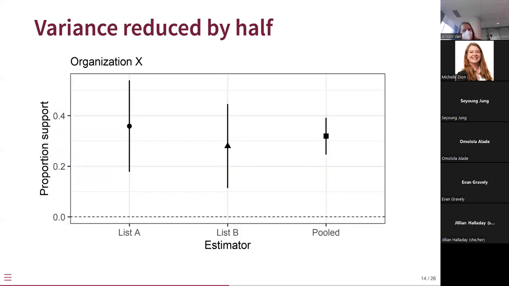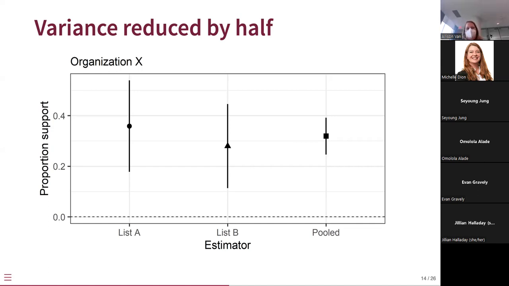The advantage of this is that the variance or the confidence intervals of the estimates that we produce is reduced by roughly half. So again, this is our estimate of the proportion of people who support organization X. List A gives you an answer that's somewhere between 20% and 50%, and that's a huge range. List B gives you something between 15% and maybe 45%. But if you put them together, which is the pooled estimate all the way to the end, you get something that's between 25 and 38 or so, which is much more precise than what we had before.